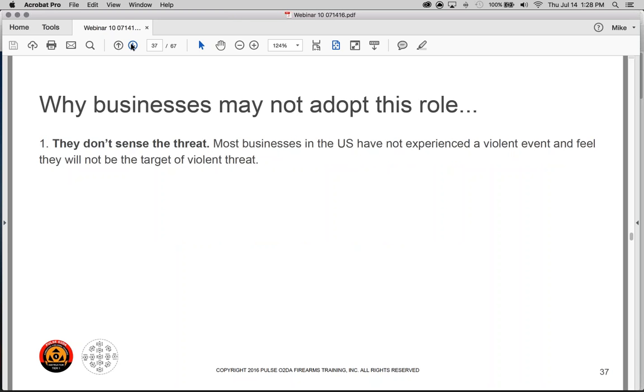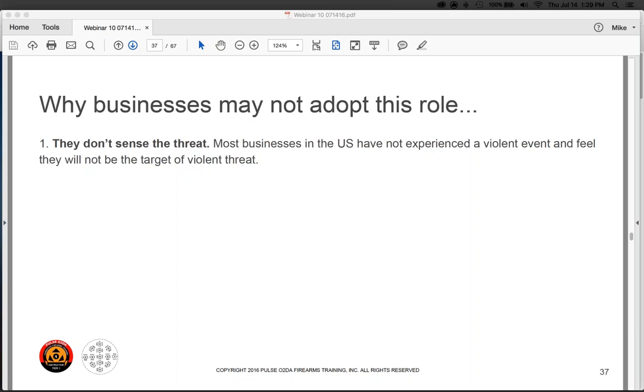But with that being said, the reasons why most businesses will not adopt this role or find reasons not to are, first off, they don't necessarily sense the threat. Although this is certainly changing almost by the day, that threat temperature continues to go up. But most businesses in the U.S. have not experienced a violent event and feel they will not be the target of a violent threat. However, as we're seeing more and more of these attacks come to our homeland or into the heartland, as we're seeing them occur on the periphery of major cities, more and more businesses will likely begin to feel the heat, and they'll start to sense the threat. Although based upon what's happened over the last several months, they may well already be sensing it.